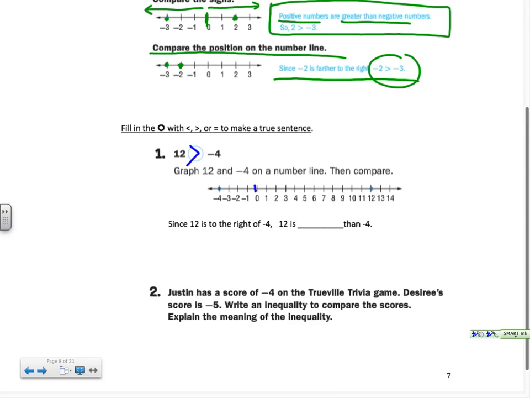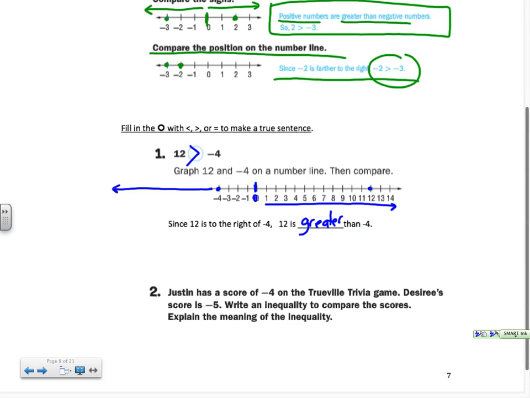Notice this graph contains 0 right here. It doesn't have to be exactly in the middle because we need to fit all these numbers up to 12 on the right side of 0. So it's okay that 0's not exactly in the middle. We know this number line would extend if we wanted it to include more numbers. Okay, then we look at negative 4 and we can see that 12 is farther to the right. It's a bigger number. Since 12 is to the right of negative 4, 12 is greater than negative 4.